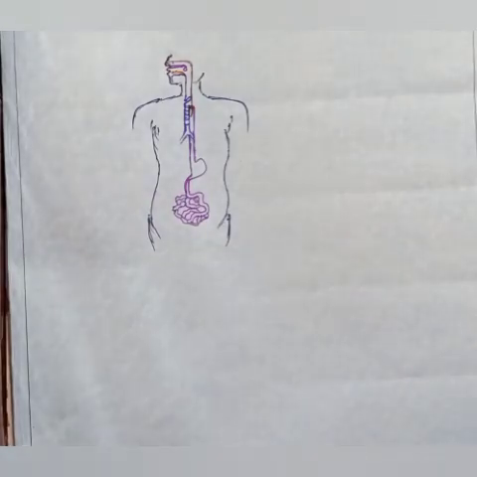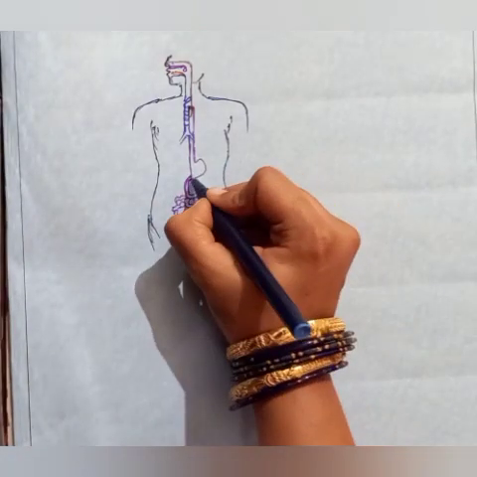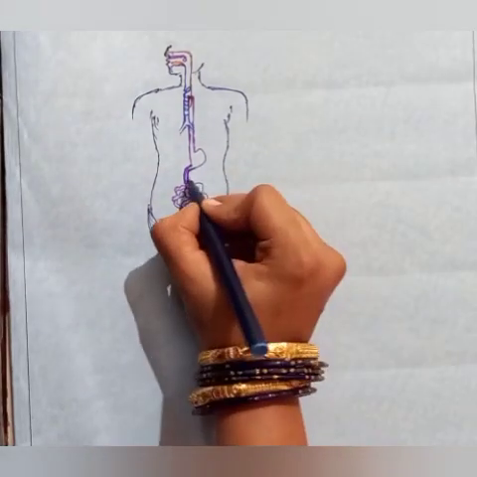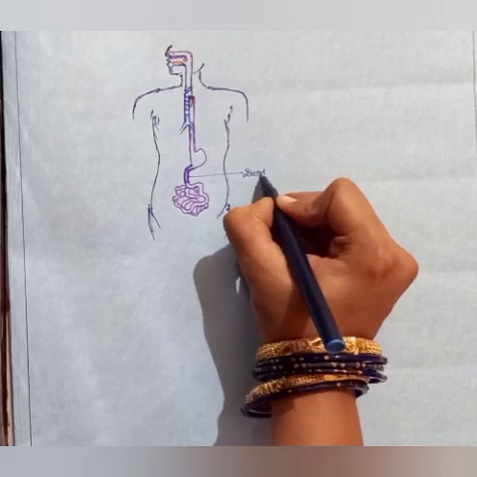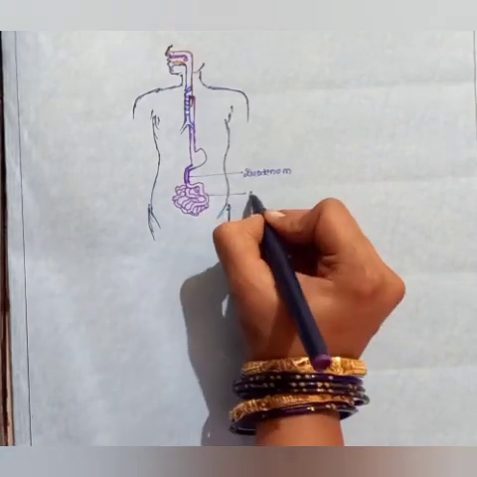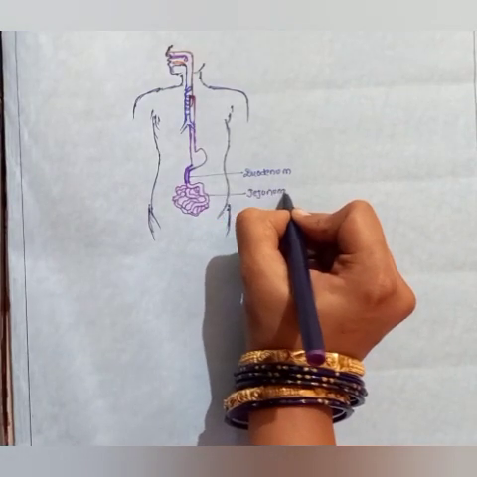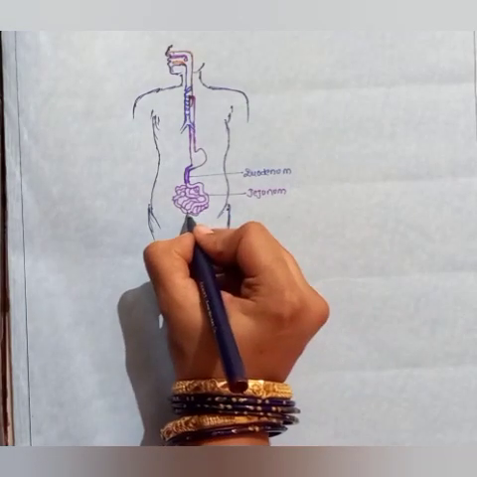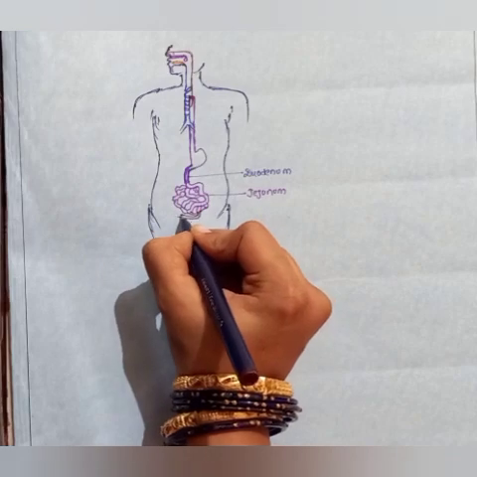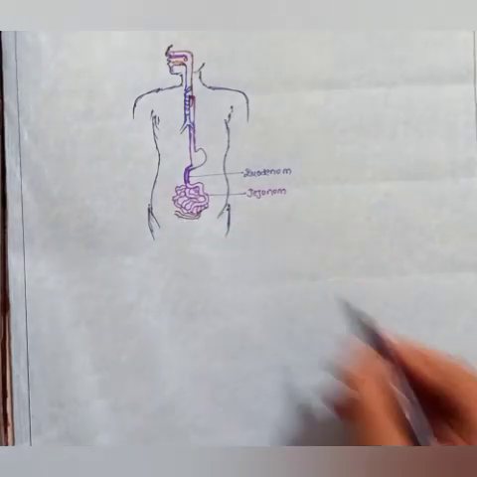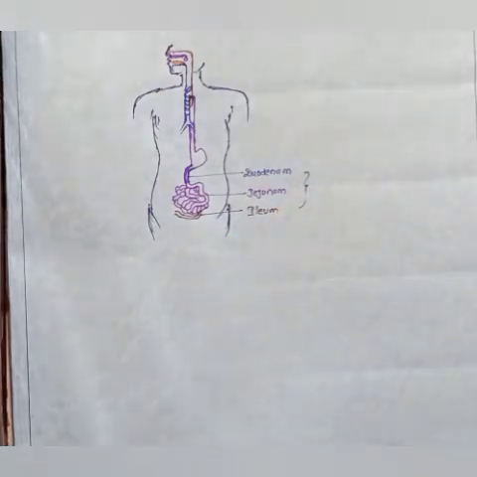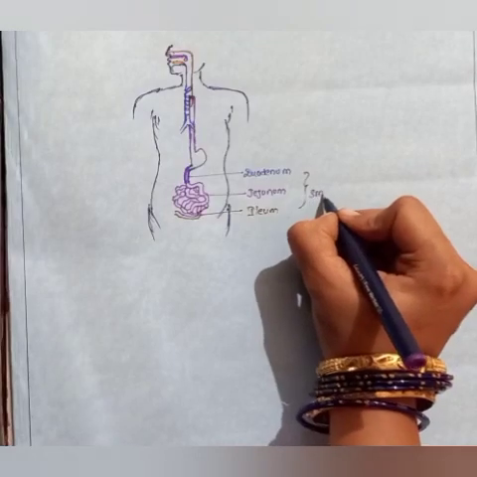And the last part, I'll highlight the different parts of the small intestine. This is the first part of the small intestine, which is called duodenum, right? It is called duodenum. And this is the coiled part of the small intestine, which is called jejunum, right? And the last part of the small intestine is the ileum, yes, which goes and joins with the large intestine. So this part will be the ileum. All these three together make the small intestine, right?